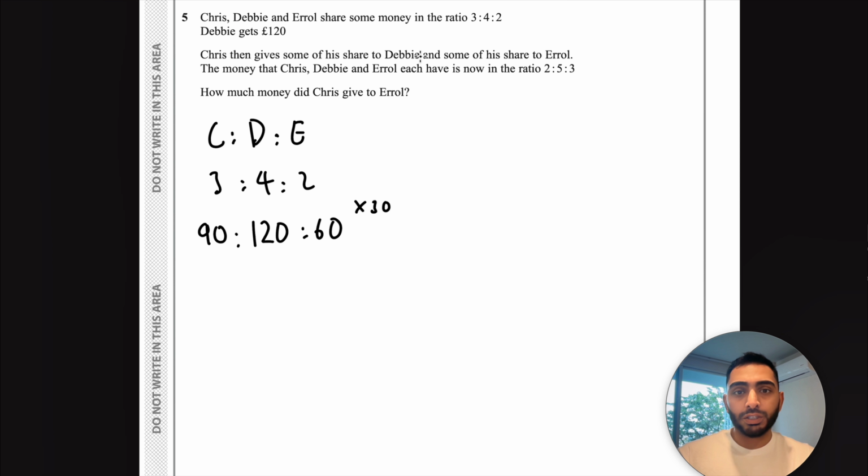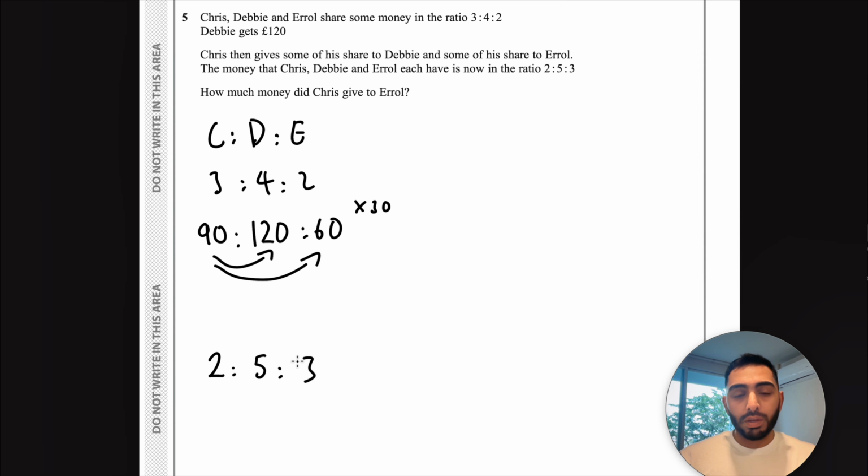Chris then gives some of his share to Debbie and some of his share to Errol. Chris is putting some of his money there, and he's putting some of his money there. So this number is going to go down, this number is going to go up, and this number is going to go up. The money that Chris, Debbie and Errol each have now is in the ratio 2 to 5 to 3. We know what ratio the money has been shared in, but we don't know what the total amount is. But we could work out the total amount by looking at these three numbers.